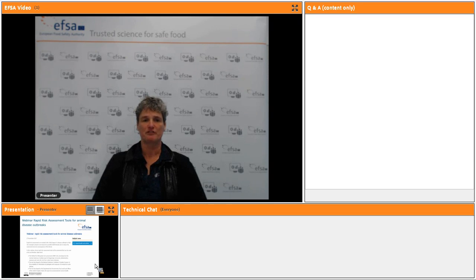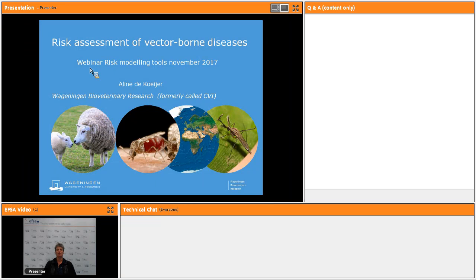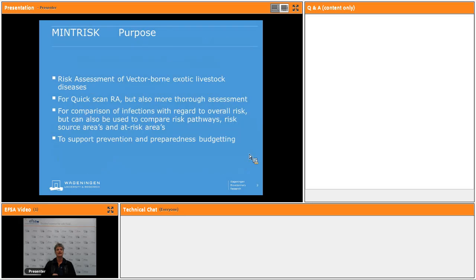Three different rapid risk assessment tools will be presented, and I will be the one presenting the first tool, which is risk assessment for vector-borne diseases. The tool is called MintRisk. My name is Aline de Koeijer and I work at Wageningen Bioveterinary Research, which was formerly called the CVI.